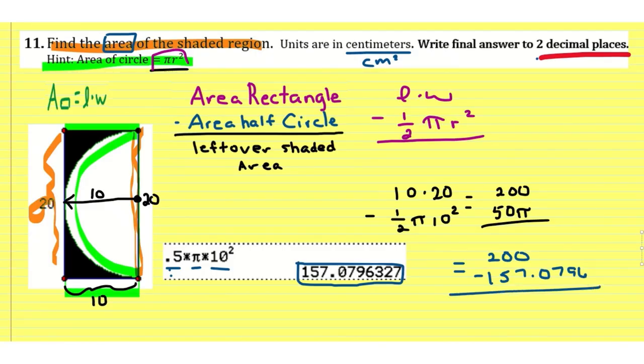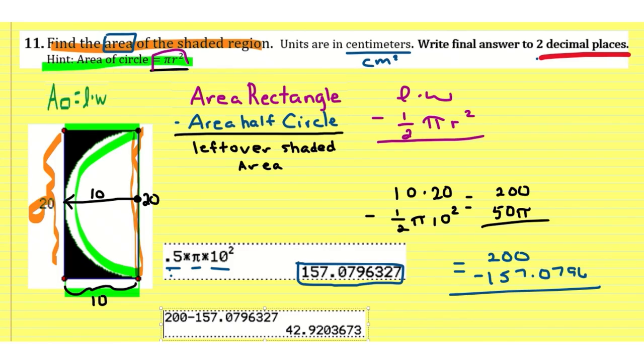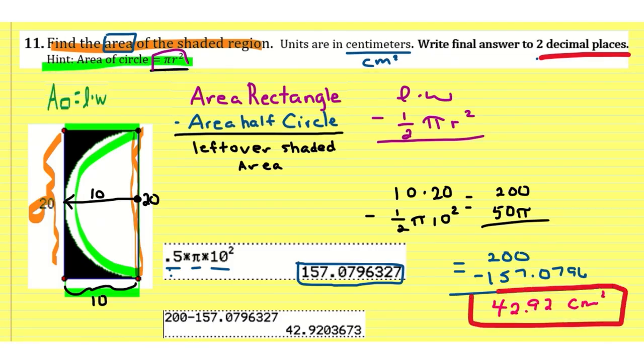And what does that give me? Well, let's use our handy dandy calculator again. 200 minus that is going to leave me with a total leftover shaded area of 42.92 centimeters squared. So the final answer, 42.92 centimeters squared, is all of the shaded leftover space, all that area that's left over.